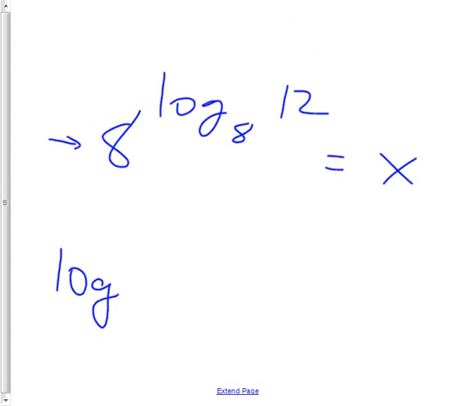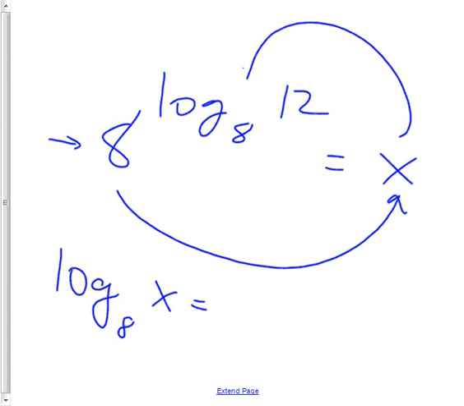Base b. 8. Then you don't put the next thing in order. You go all the way over to the other side, x. And then you come all the way back here. Log base 8 of 12.